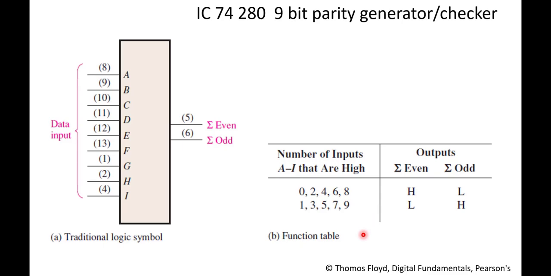Similarly, when you want to generate the odd parity, whenever an odd number of ones are there, your even output is going low. That means you can use even output for producing the odd parity for the given data bits.